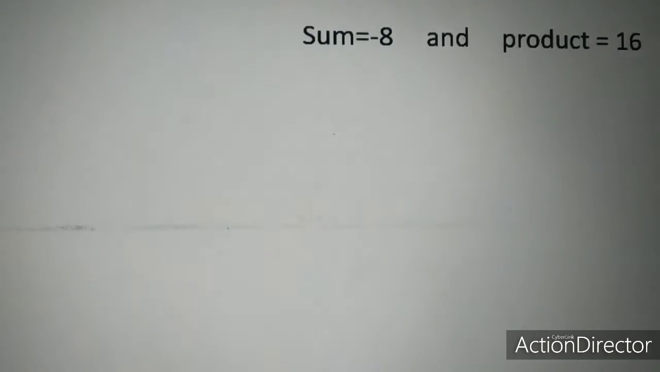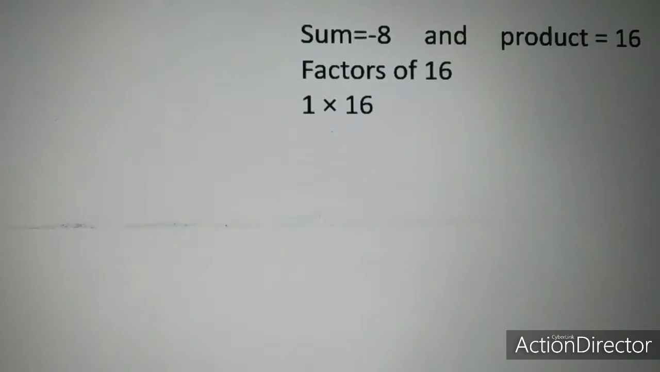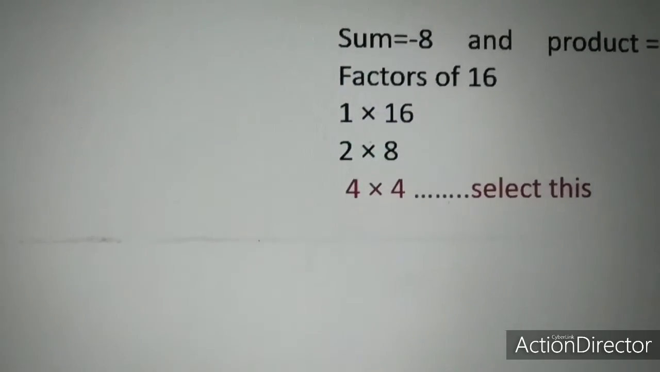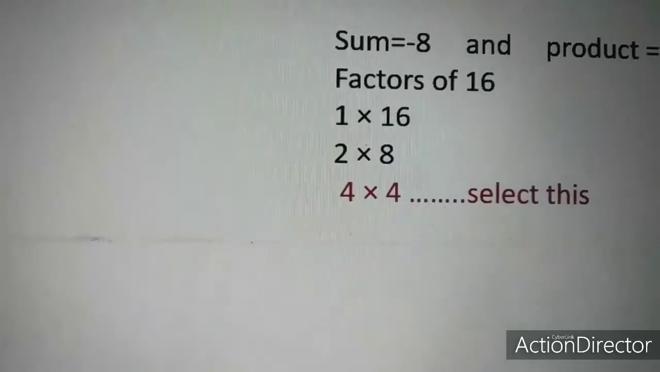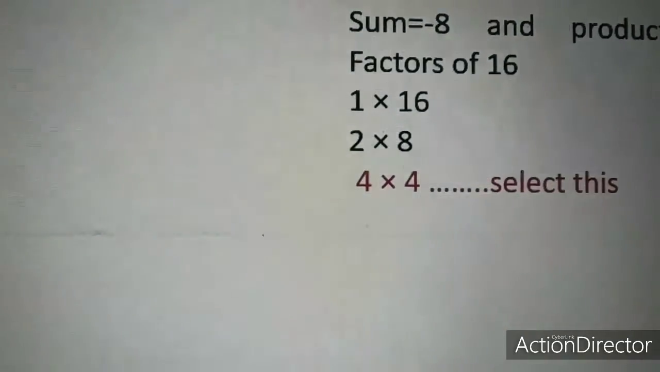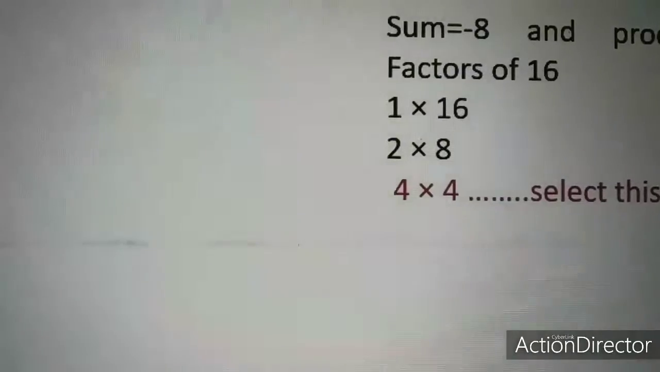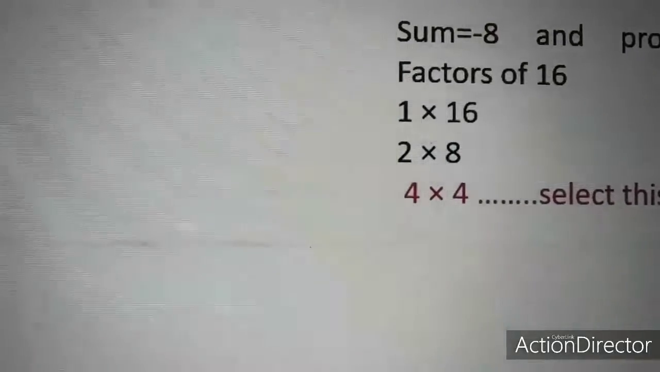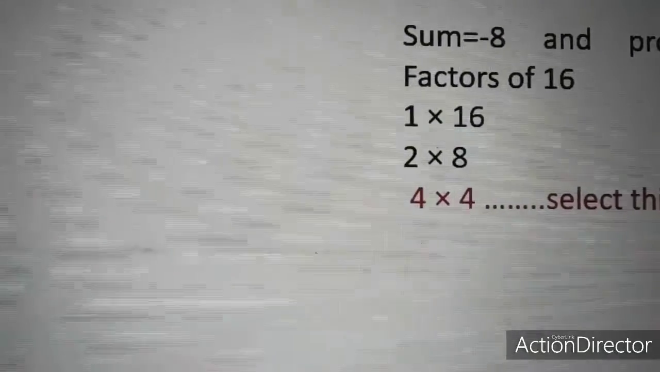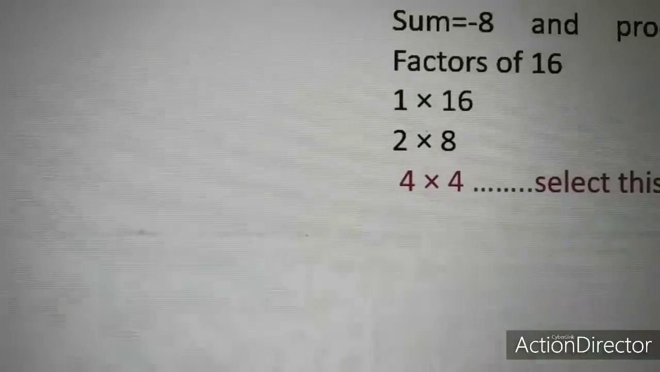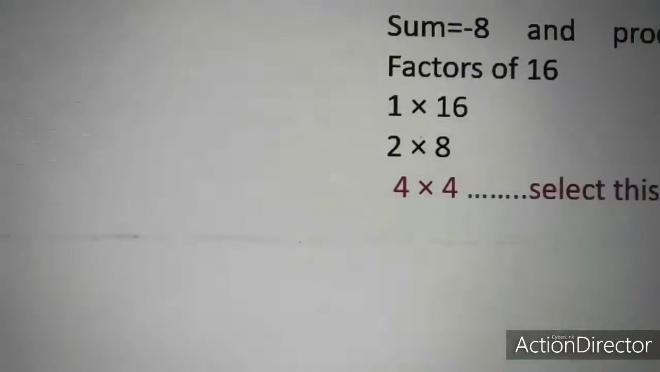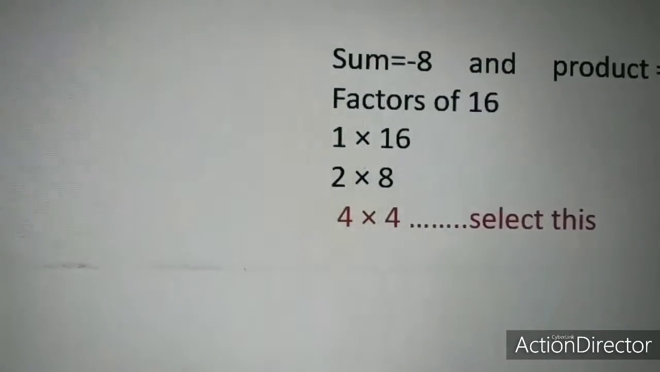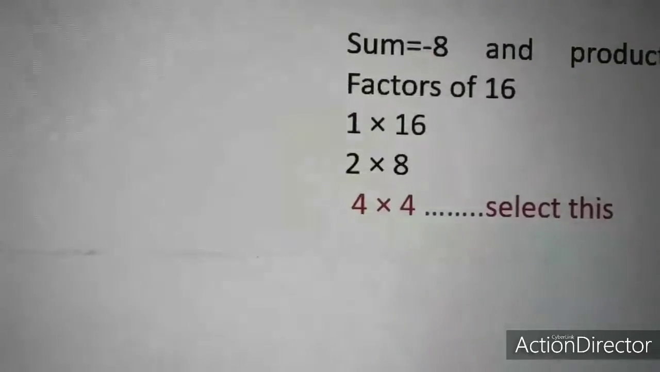So let me write the factors. 1 into 16, 2 into 8 and 4 into 4. So out of these factors, let me add or subtract and see whether I am getting minus 8. So 1 plus 16 is 17 and 16 minus 1 is 15. So I am not going to take this factor. Second one, 2 plus 8 is 10 or 8 minus 2 is 6. I am not going to take this factor. Let me take the last one, 4 into 4, that is 4 plus 4 is 8 and 4 into 4 is also 16. So I am going to choose these factors 4 and 4.